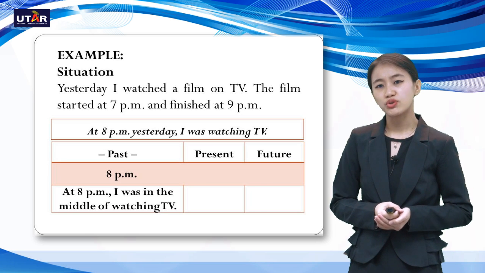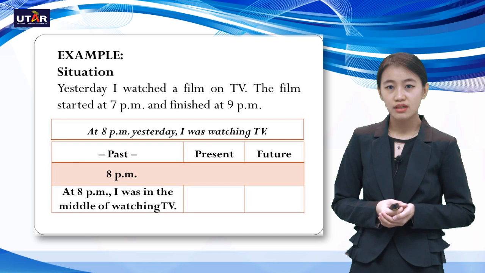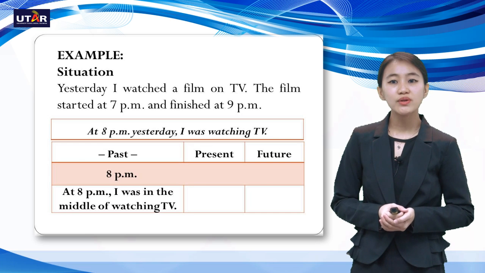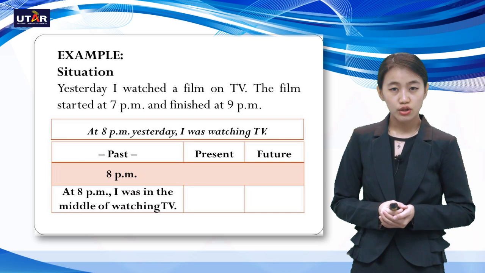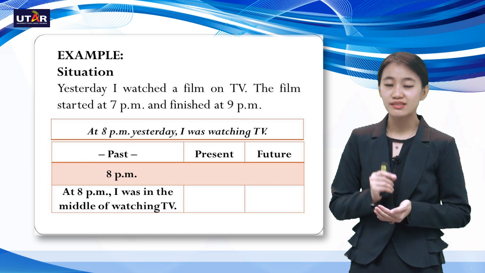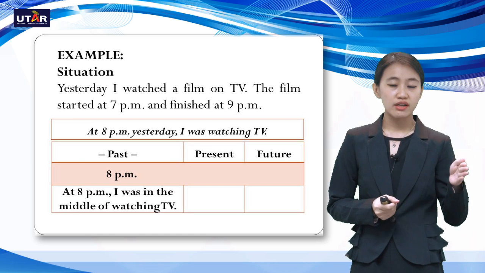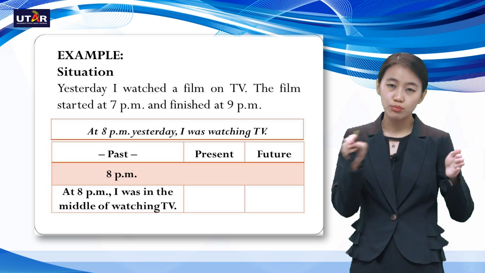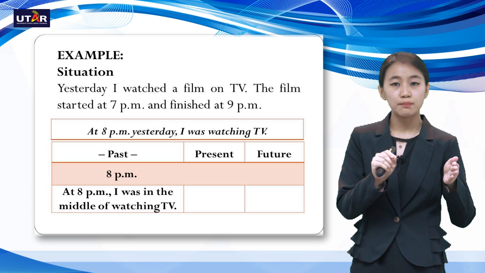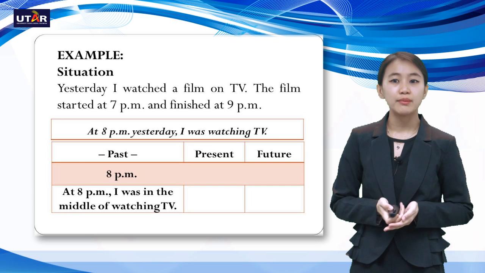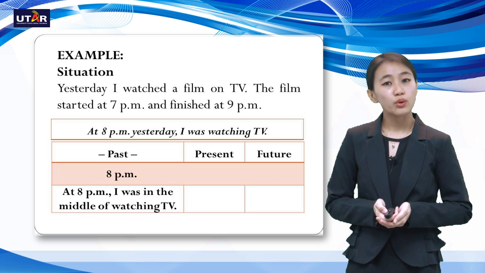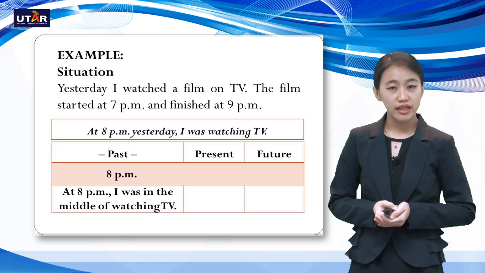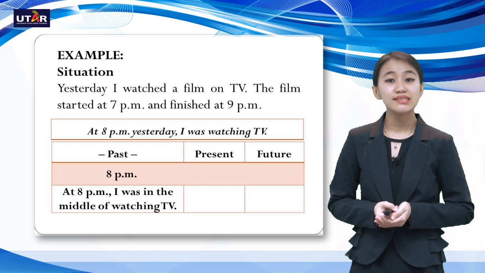Now, if I were referring to a particular time in the past, which is at 8 p.m., at 8 p.m., I was in the middle of watching TV. So because I'm referring to a particular time within that duration, you have 7 p.m. until 9 p.m. and I'm referring to a particular time in between, which is at 8 p.m. So during that time, of course, I am in the middle of watching TV. So if I were to construct the sentence, it will be, at 8 p.m. yesterday, I was watching TV.